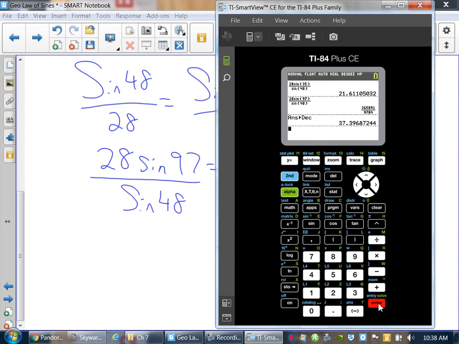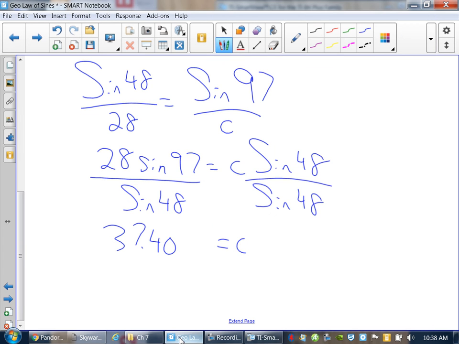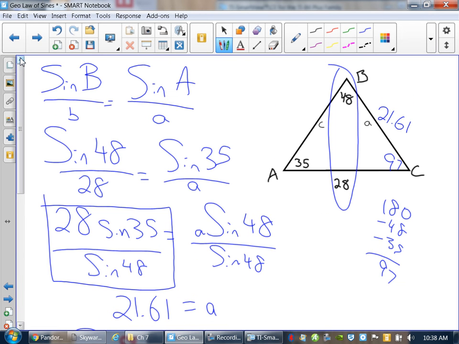37.40 when you round it out to two decimal places. Now, unlike a right triangle, when you have law of sines, and eventually we'll talk about what's called law of cosines, there's really no way for us to go back and double check our side lengths like you could with right triangles. In right triangles, you could always go back and check it with Pythagorean theorem. Here, you can't, because there's no way of knowing.